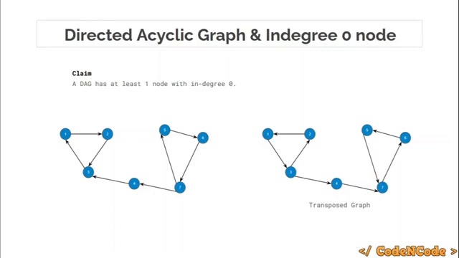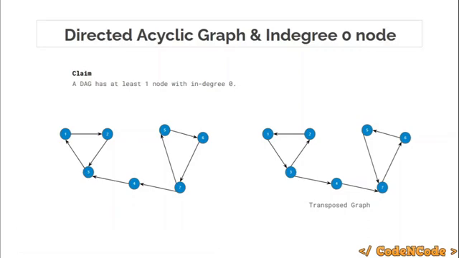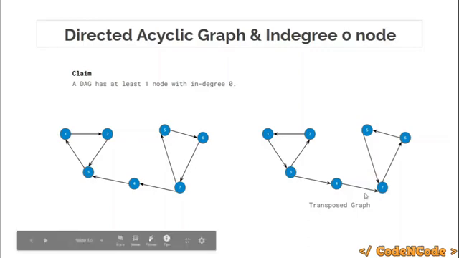So what would happen? First, we will see in the original graph which strongly connected component is having 0 in degree. 0 in degree will exist because we have proof of it: since we are talking about the condensation graph, which is a DAG of the original graph, and since this is a DAG, there would be at least one node, basically one strongly connected component, which would have in degree 0. If in degree of that strongly connected component is 0 in the condensation graph, then in the transposed graph, that strongly connected component will have out degree 0.